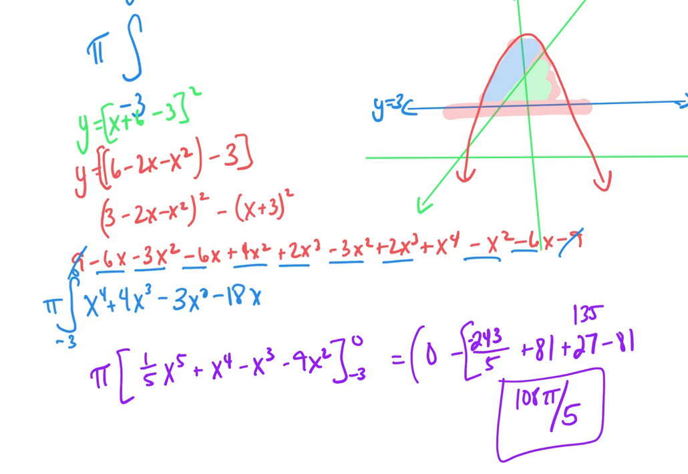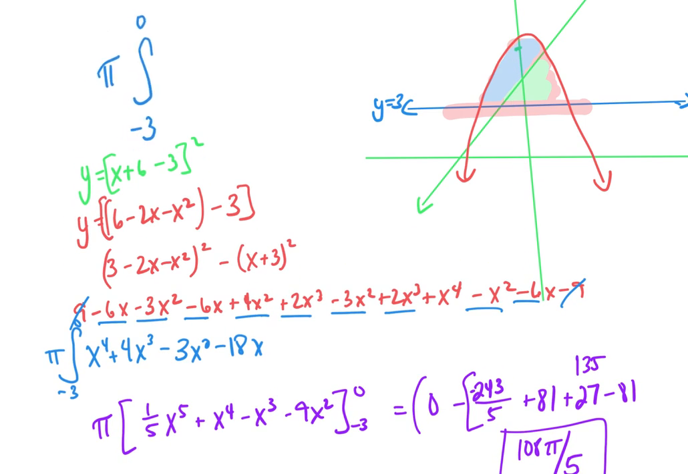So for this one, we are going to look at revolving around the line y equals 3. So it's the same setup, the same functions, the same places where they intersect. But now we are going to consider the fact that we have to take from the parabola to the line as our first function, and from the line to the line, the green line to the blue line here, the x plus 6 and the y equals 3. And so we're going to set up the x plus 6 minus 3. That's going to be our inner function. And the 6 minus 2x minus x squared minus 3, which will be our outer function.